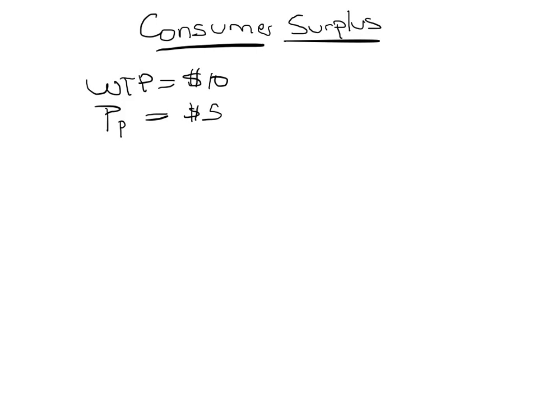And this is the measure that economists use to determine how happy the consumer is after buying the pizza. So if the consumer was willing to pay $10 and the pizza costs $5, then the consumer, after he buys the pizza, is basically happier or has welfare equal to $5.